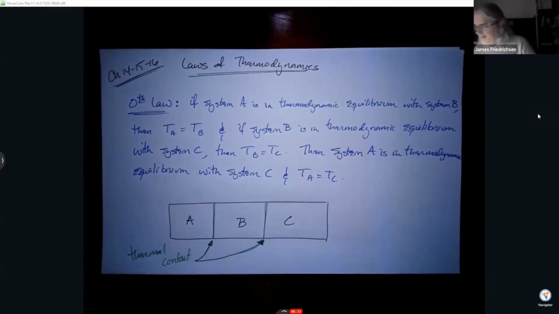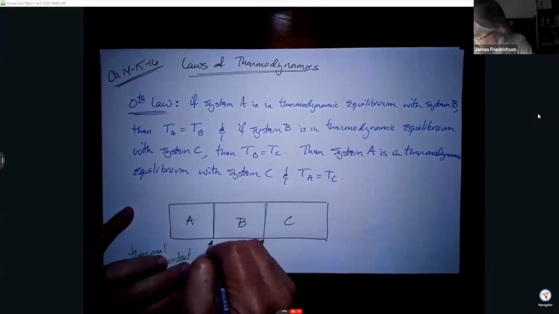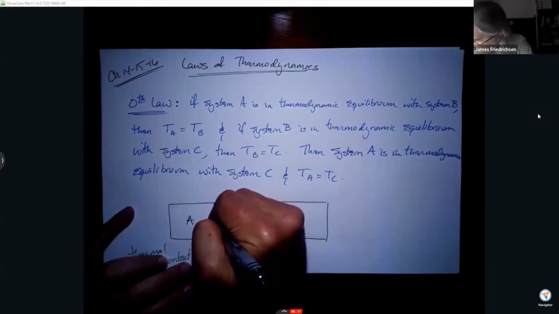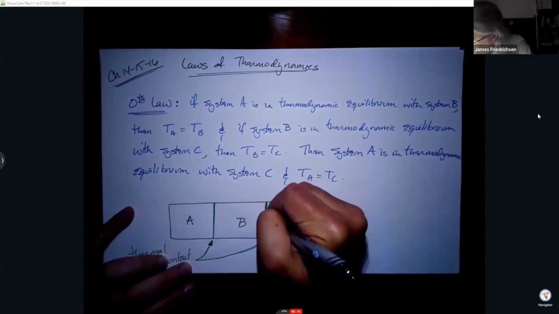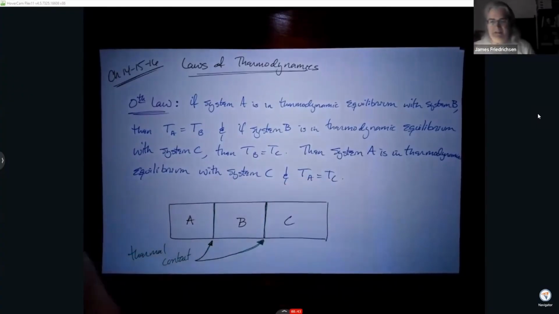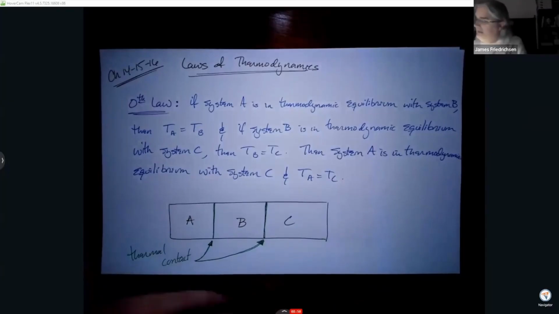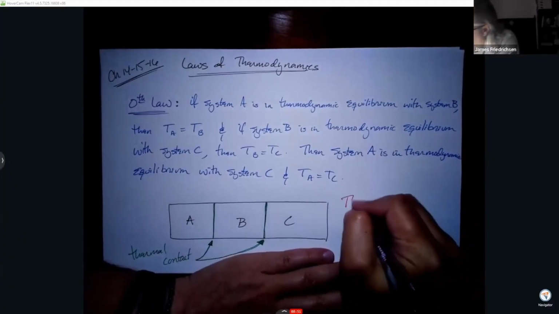And you're like, really, this is what was missing? The transitive property for temperatures. That's what's missing? And the answer is, well, what this indicates is that thermodynamic equilibrium is indicated by the temperature.